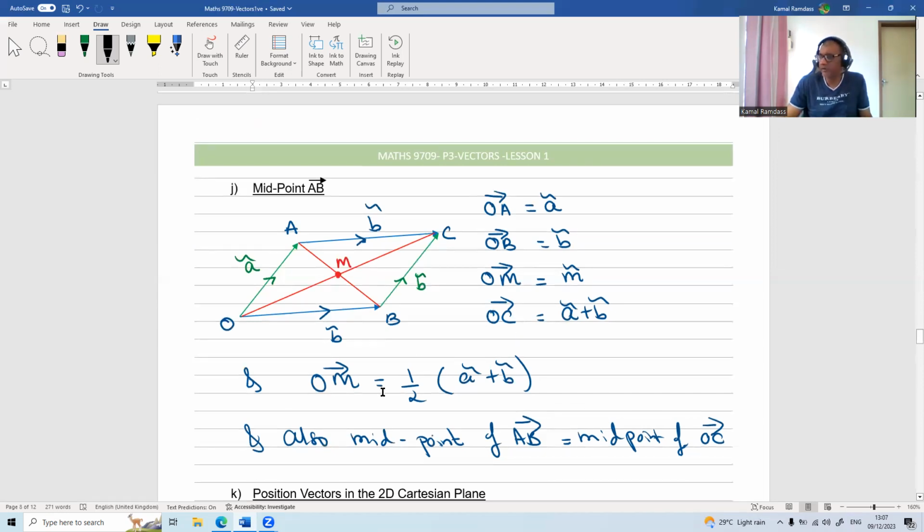The midpoint is M. There is a position vector OA, and a position vector OB. We complete a parallelogram. This is A bar, and this is B bar. This also is B bar, and there is a small mistake here. So we have a parallelogram and a combination of vectors. OA is equal to A bar, OB is equal to B bar, and OM is equal to M bar.